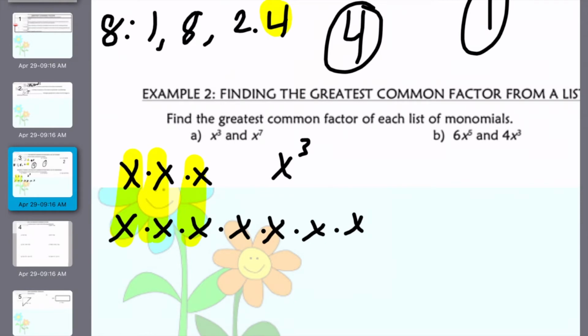So I can see here that the greatest common factor between two powers of a variable is just going to be the lowest exponent that they have, okay? So for part B, 6x to the fifth and 4x to the third, I know automatically that the greatest common factor they have with their variables is going to be x to the third. And now I need to find the greatest common factor between 6 and 4, and that's going to be 2. So my greatest common factor between 6x to the fifth and 4x to the third is 2x to the third.